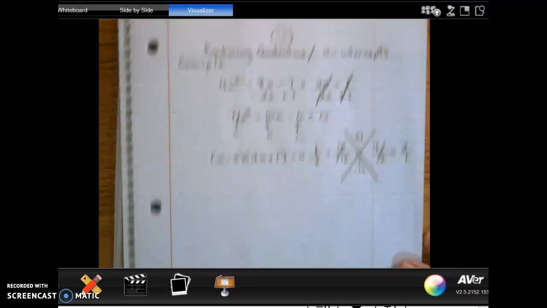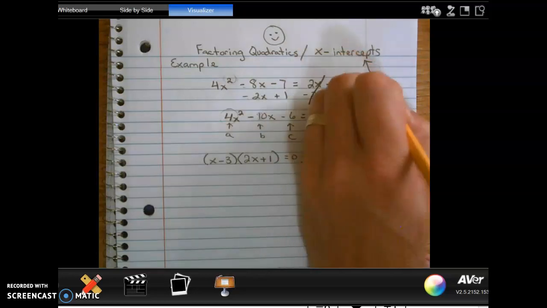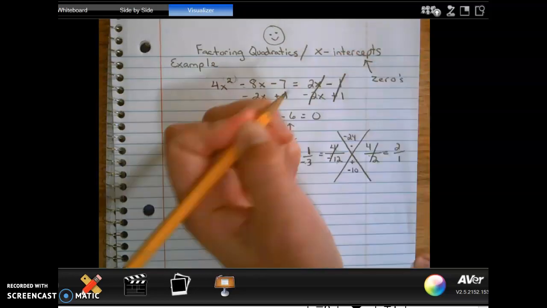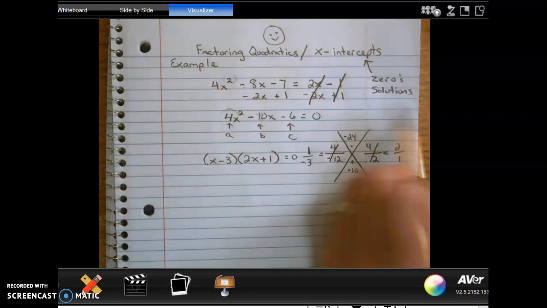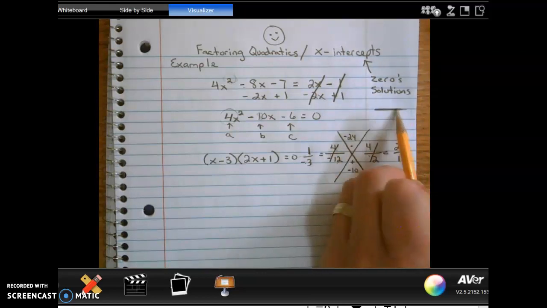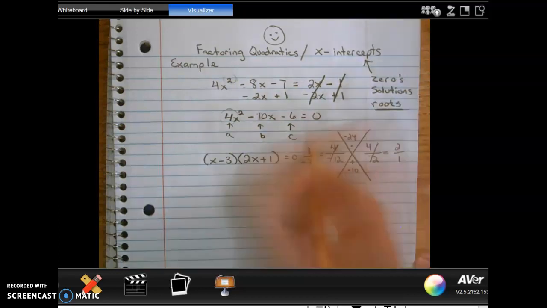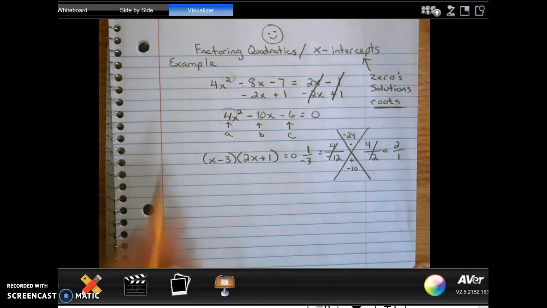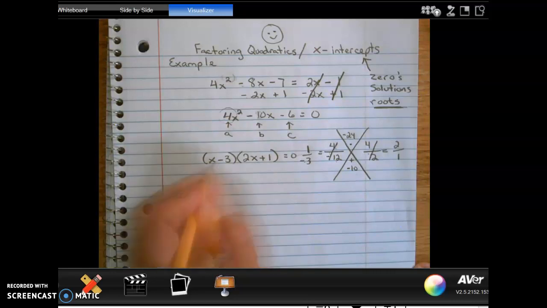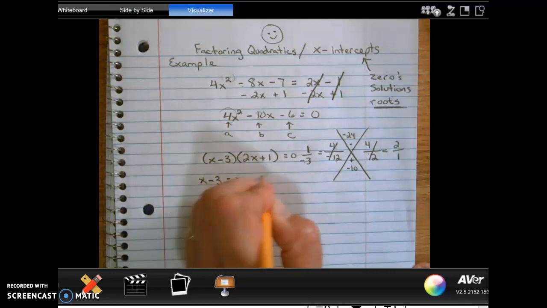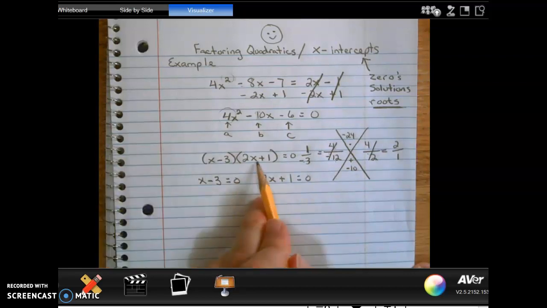All right, so now we're going to find the x-intercepts. Remember, x-intercepts, that's the same thing as zeros, solutions, and roots. Yep, that's right. Good job, Dominic. I knew I could count on you. All right, so now let's go ahead and find those x-intercepts. So we want to set each factor equal to 0. And now this is called the zero product property.